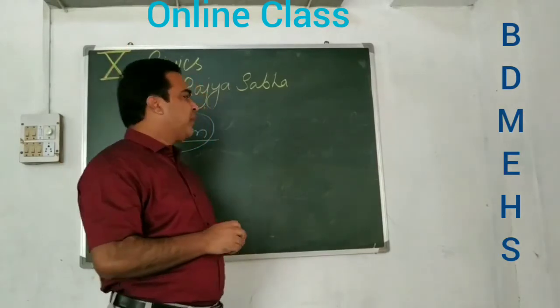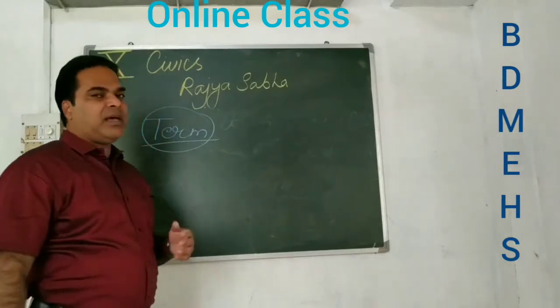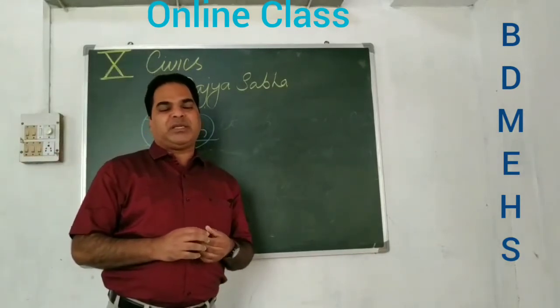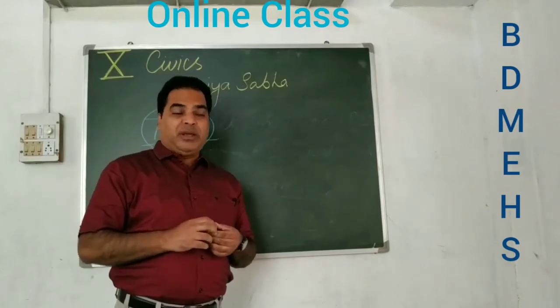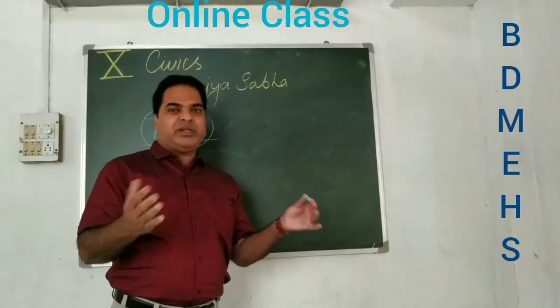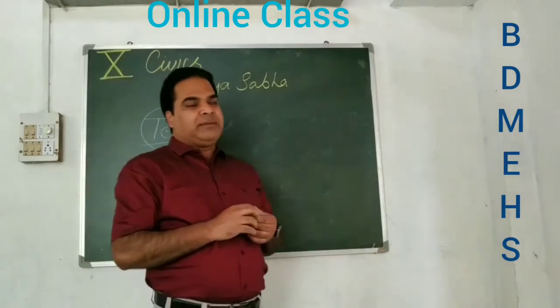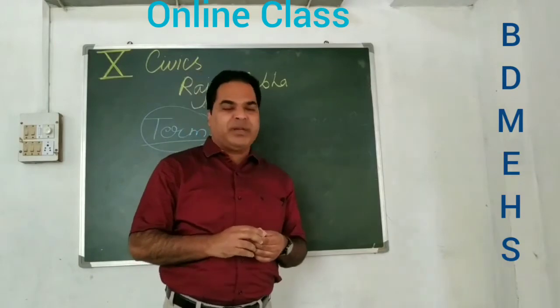5 years. But in the case of Rajya Sabha, there is no term. Rajya Sabha has no term at all. Rajya Sabha is a permanent house. Rajya Sabha cannot be dissolved. So let me explain how it is so. Rajya Sabha is a permanent house.